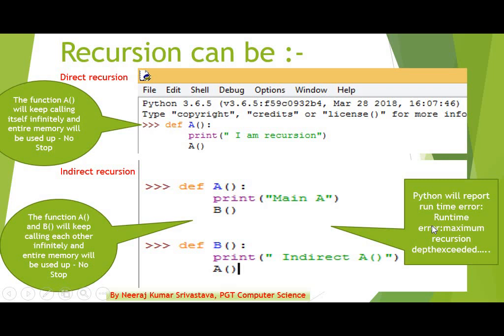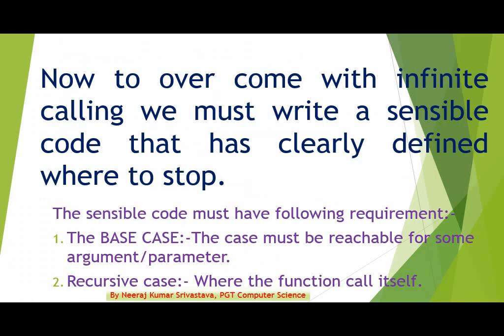How to overcome the infinite loop? To overcome infinite calling, we must write sensible code that clearly defines where to stop. Sensible code must have the following requirements: a base case, which is the condition where the infinite situation stops, and a recursive case, where the function calls itself, meaning the use of recursion.